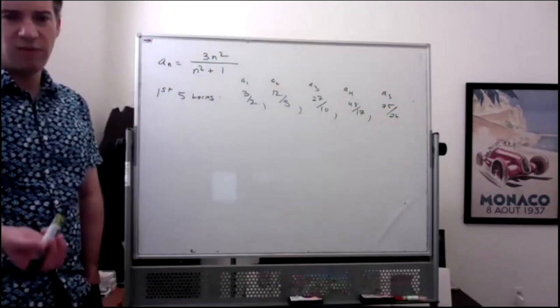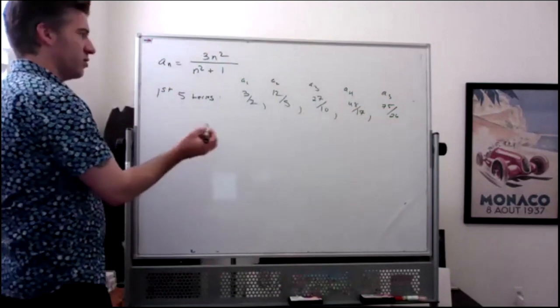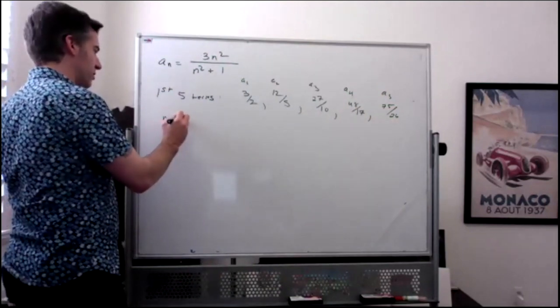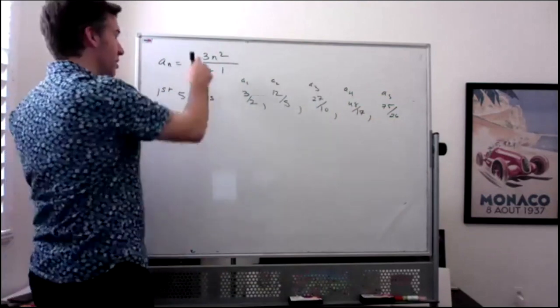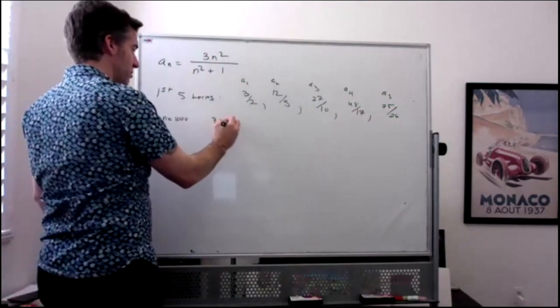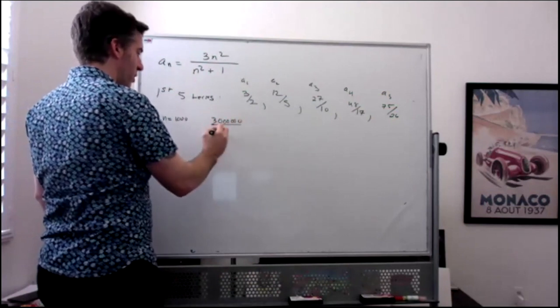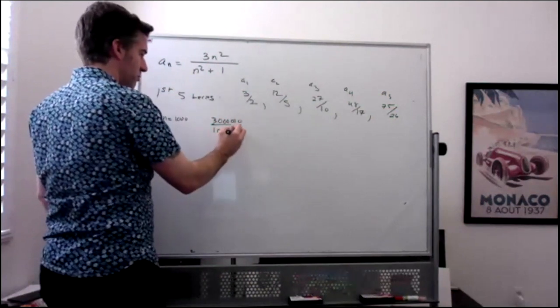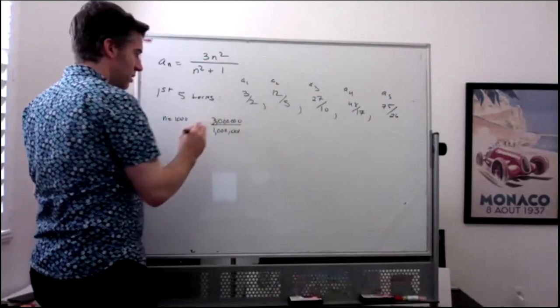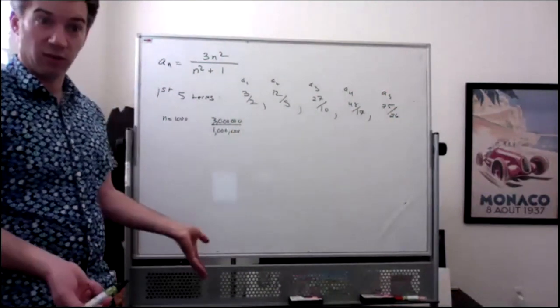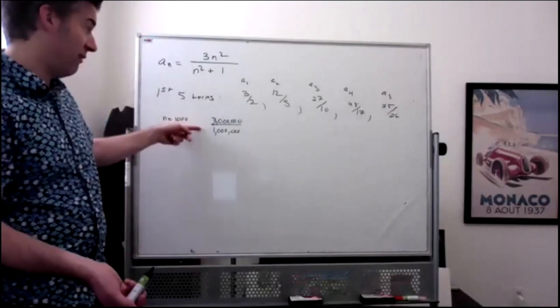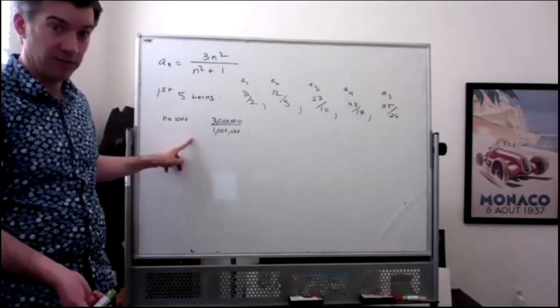And you might notice, well, in fact, let's do one big one. If n equals 1,000, 1,000 squared is 1,000,000. 3 times 1,000,000 is 3 million over 1,000,001. So I wouldn't be surprised at all if the limit here was 3, because it looks like that fraction is really, really close to 3.